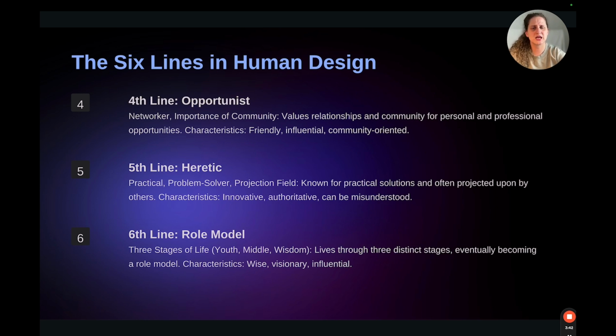The fifth line is the heretic. They're practical problem solvers, and their projection field is known for practical solutions and often projected upon by others. Characteristics are they're innovative, authoritative, and can be misunderstood. The sixth line is going to be the role model. 3 stages of life: youth, middle, wisdom. They live through these 3 distinct phases, eventually becoming a role model. Their characteristics are they're wise, visionary, and influential. So this is all going to start to come together as we show the combinations for these.